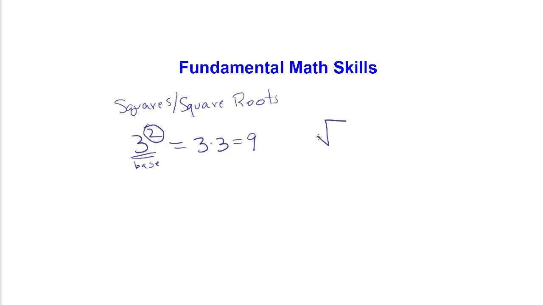Okay. What about the square root? Well, the square root of, say, 9 would be that number, call it n, such that it multiplies by itself 2 times.